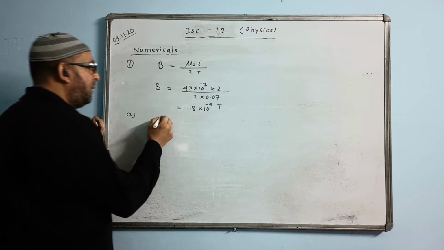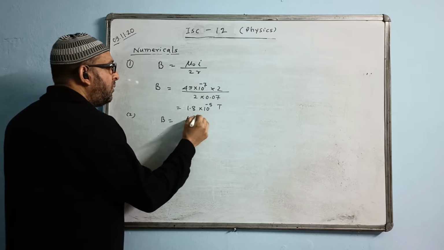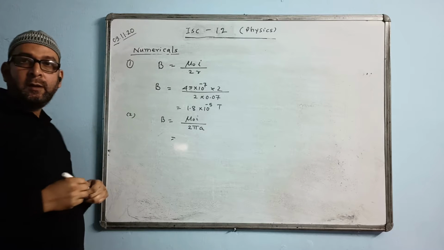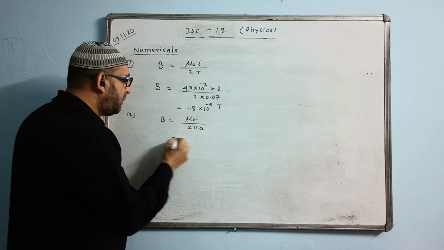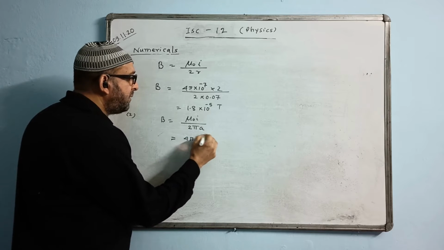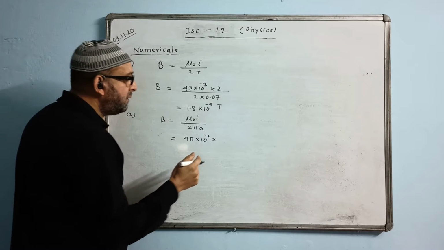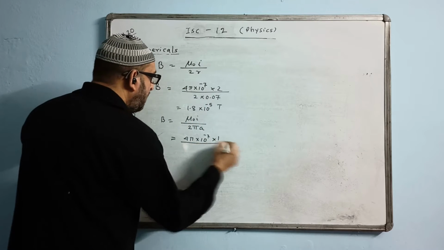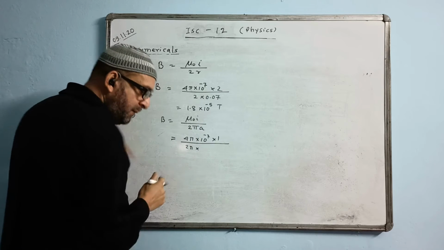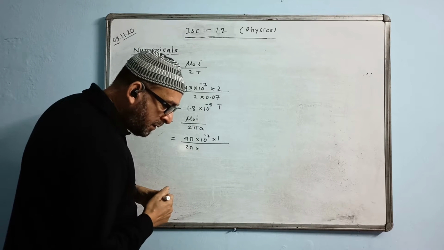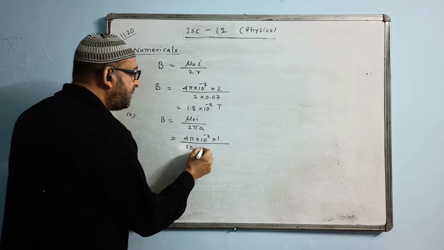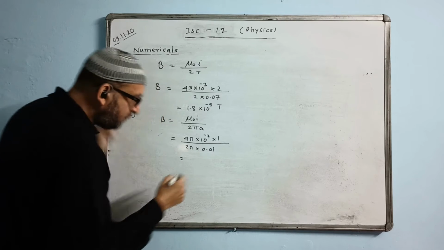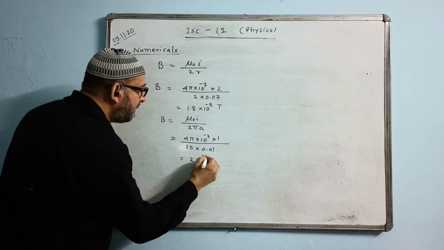What is that formula? B equal to mu naught I by 2 pi A. We use that formula. Put the value. Mu naught value is 4 pi into 10 to the power minus 7. I is current. Current is given how much? We put that value, 1 ampere. 2 pi keep as it is. A is a distance. Distance of the point from the wire is 1 centimeter, that means 0.01 meter. Now your answer will come 2 into 10 to the power of minus 5 tesla.